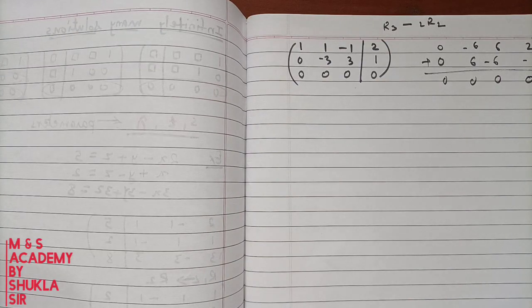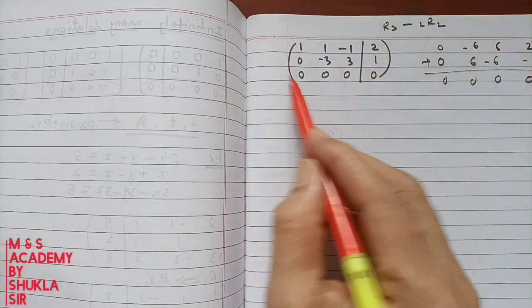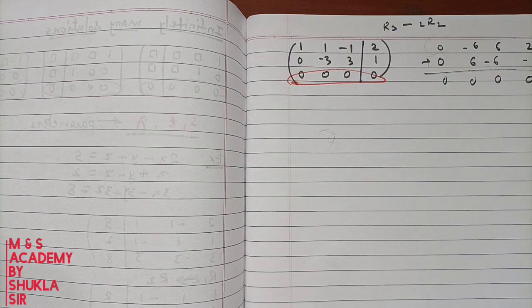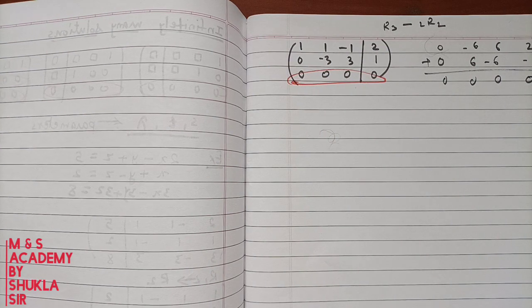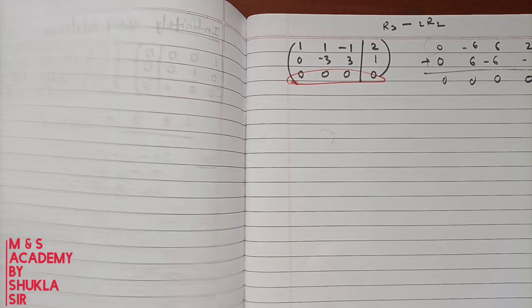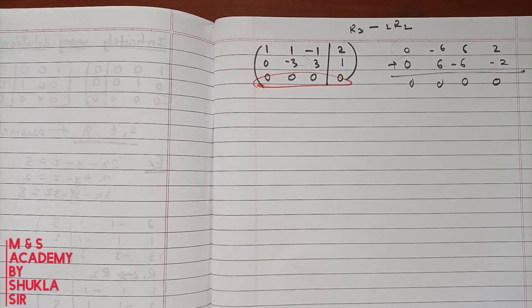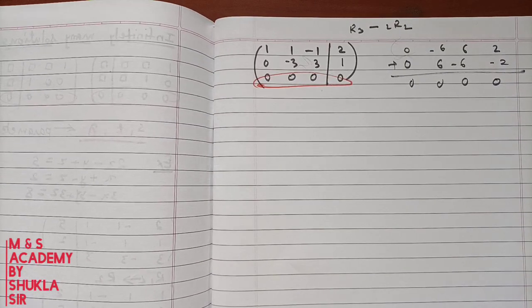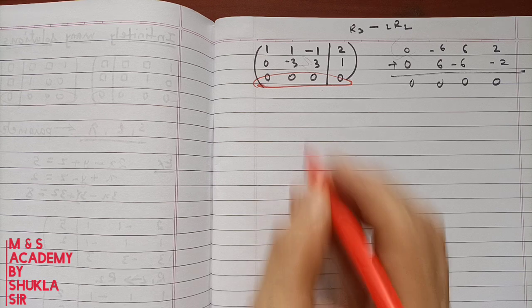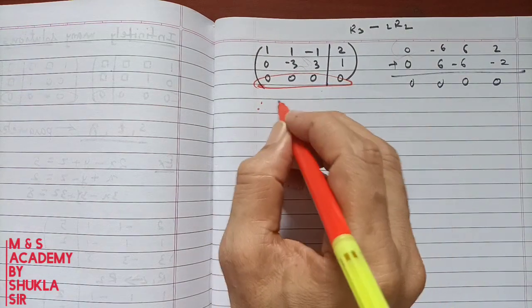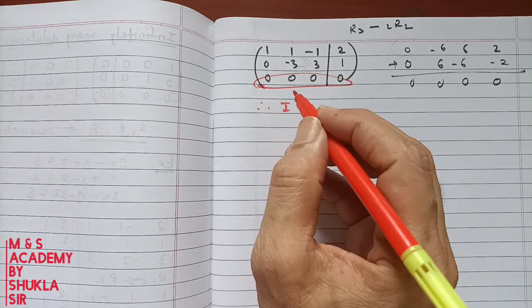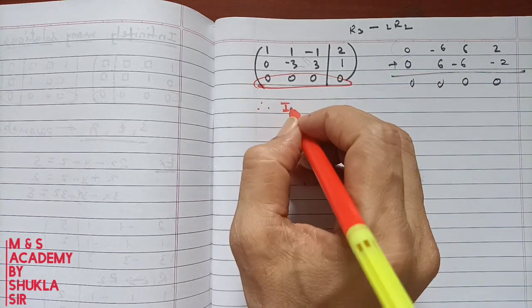So from this third row, we say that since all the elements in the third row are 0, we are getting infinitely many solutions.